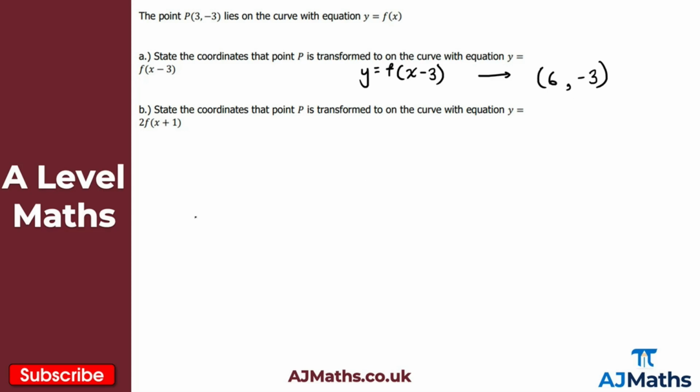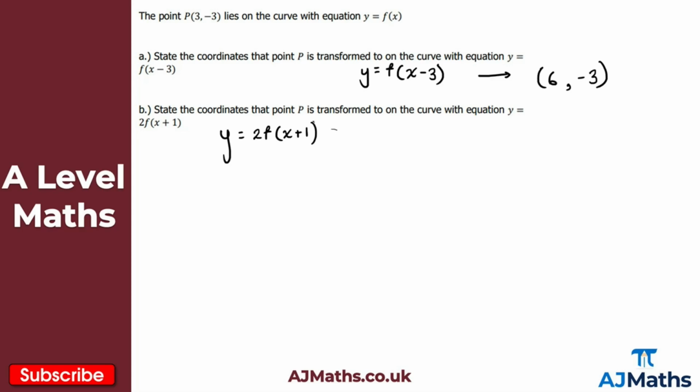For part B, there's actually two parts to consider here. I've got the 2 in front of the f here, so let's just write this out in full. So I've got y equals 2f of x plus 1. So we've got this 2 here in front of the f, so that will affect the y coordinate. And I've got this x plus 1 here again. So in the bracket again, affects the x coordinate.